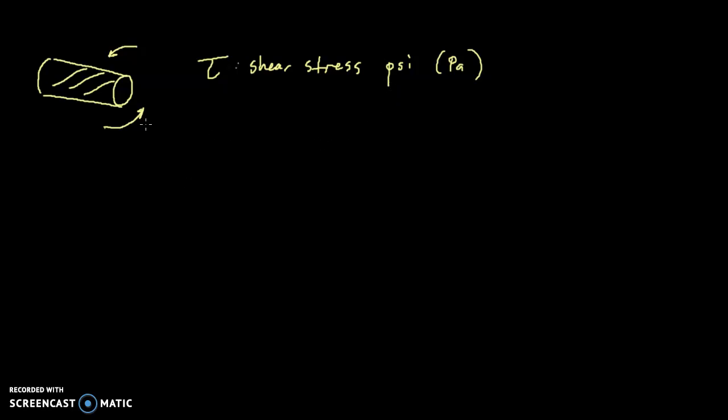The other thing that's going to happen is, let's say we draw a line there and we twist it. That line is going to rotate. And so what we end up with is an angle of twist that we're going to call theta. So theta is going to be our angle of twist.